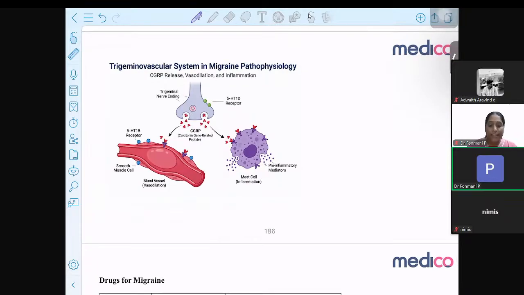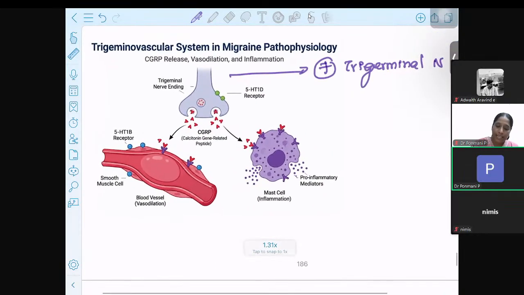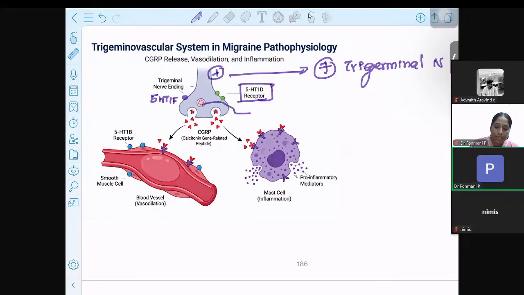So what is migraine caused due to? The migraine is caused because of the stimulation of the trigeminal nerve. So what does it cause when the trigeminal nerve is stimulated? As you can see, in the trigeminal nerve ending, there is 5-HT1D receptor. And also there is one more receptor, which is 5-HT1F receptor. Okay. So when it is stimulated, there is going to be release of neurotransmitters. And what neurotransmitter is it? It is CGRP. Okay. The CGRP neurotransmitter is released.